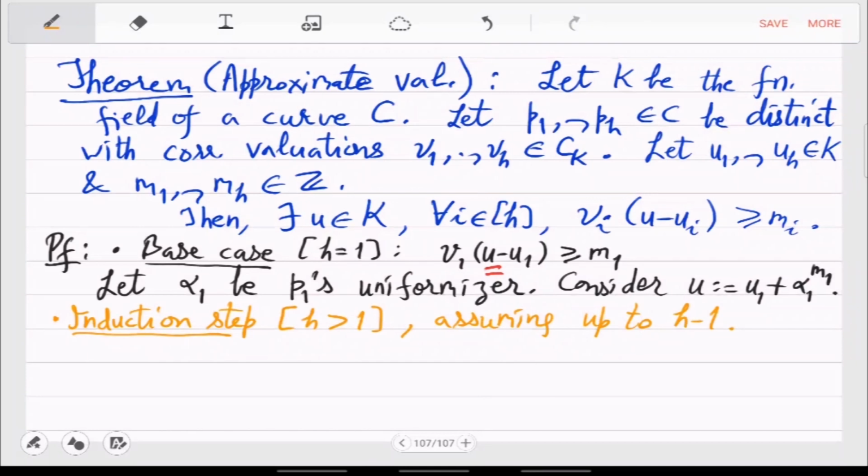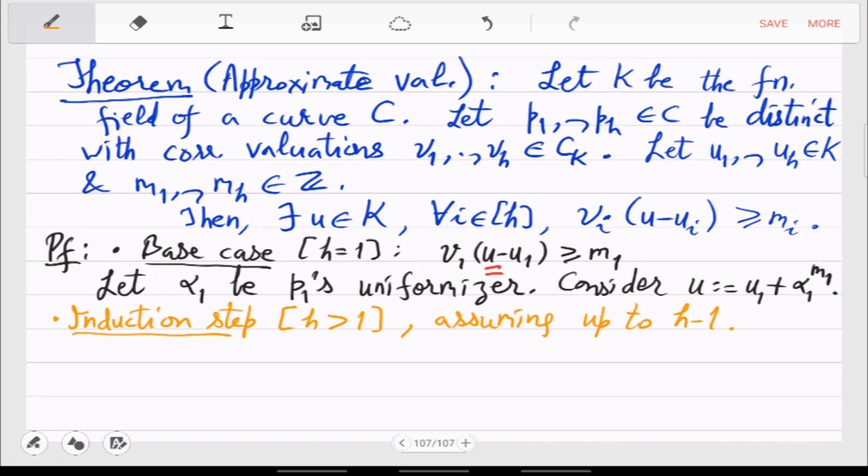So now we'll assume that the theorem holds for H minus 1, and we are trying now H. That's the induction step. We want to prove it for H using H minus 1. So for example, when H is 2, the problem is that you have two constraints: V1 of u minus u1 at least M1, and V2 of u minus u2 at least M2. This solution which we found before, it's not clear how you modify it.